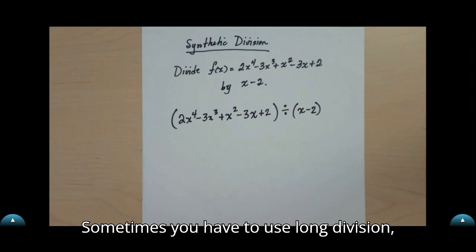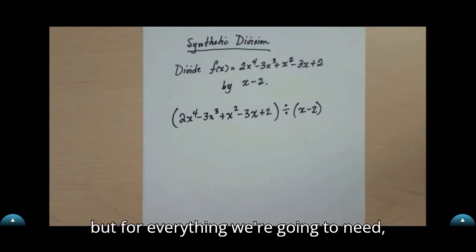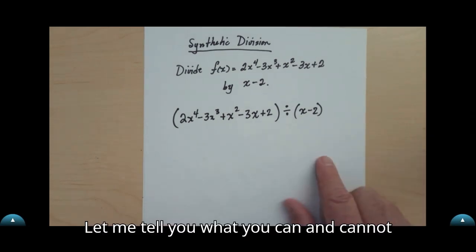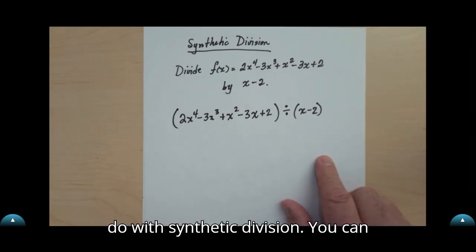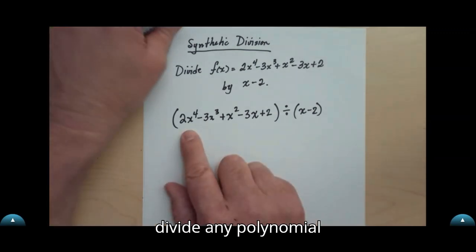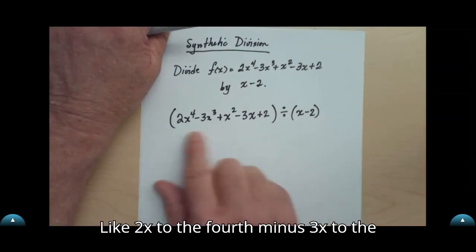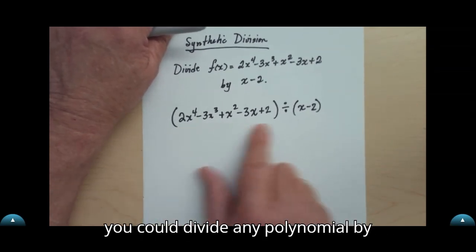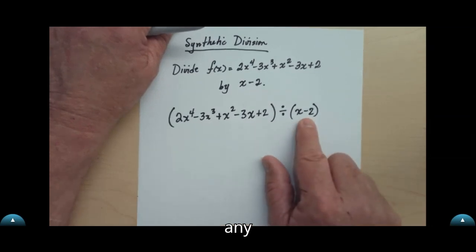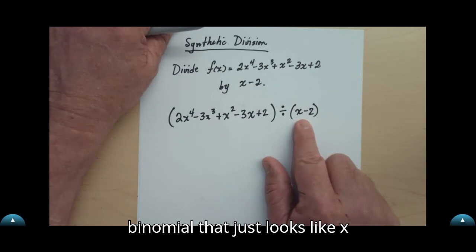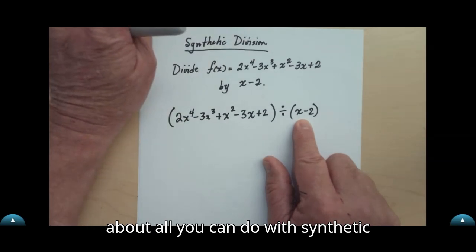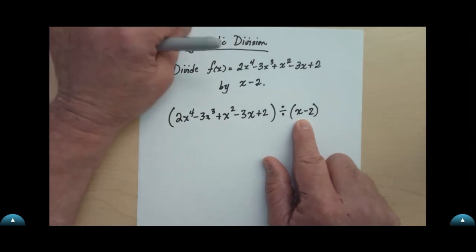Sometimes you have to use long division, but for everything we're going to need, you can always use synthetic division. Let me tell you what you can and cannot do with synthetic division. You can divide any polynomial, like 2x to the 4th minus 3x to the 3rd plus x squared minus 3x plus 2, but you could divide any polynomial by any binomial that just looks like x plus or minus a number. So that's really about all you can do with synthetic division, but that's pretty amazing.